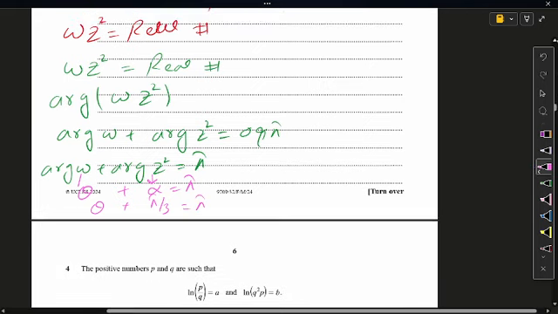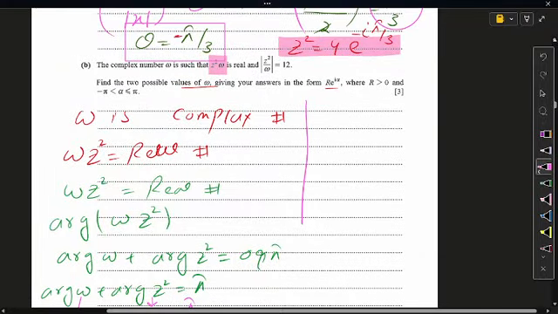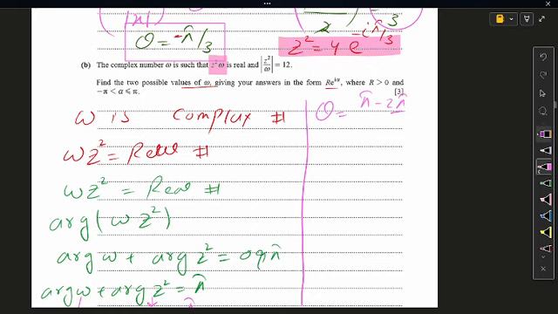So I will solve it for theta, and theta could be written as pi minus pi by 3, that will become theta equals 2 pi by 3. That is the theta that you got for omega. Now theta is 2 pi by 3.